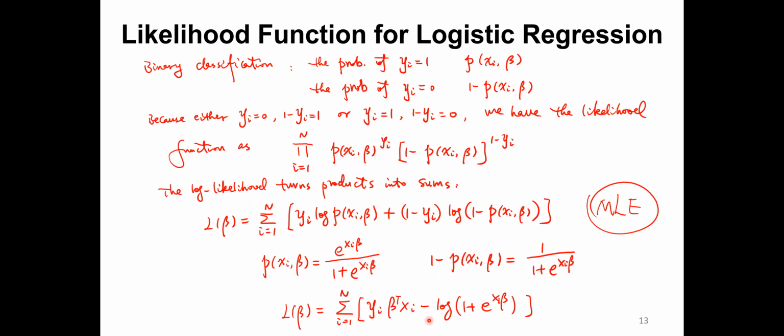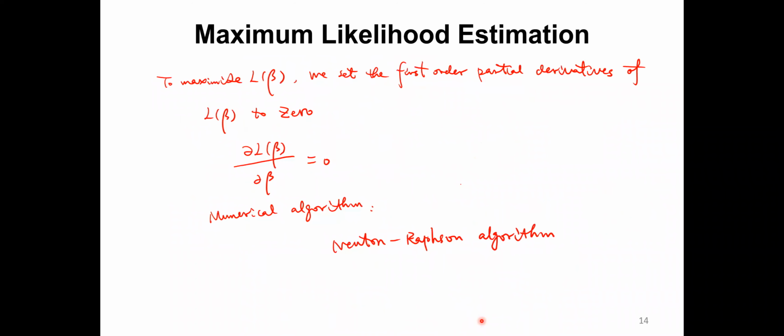We need to maximize this likelihood function. To maximize the likelihood function, we set the first order partial derivatives of L(beta) to 0. So for every beta, you just take the partial derivatives and then set all of them to 0. And then you can use numerical algorithms like the Newton-Raphson algorithm to search for the beta that will give you the optimum.